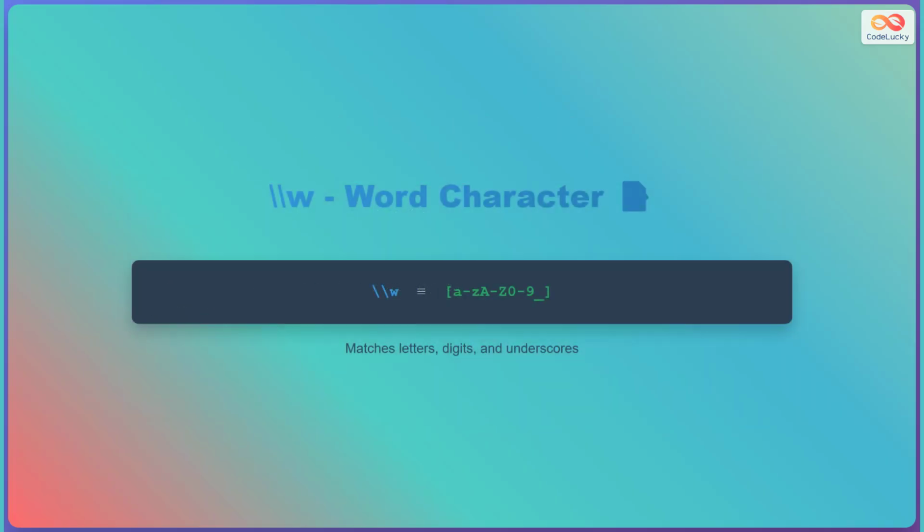Now let's discuss \w, which is a shortcut for word characters. \w is equivalent to the character set containing lowercase a to z, uppercase A to Z, the digits 0 to 9, and the underscore character. So \w matches letters, digits, and underscores.